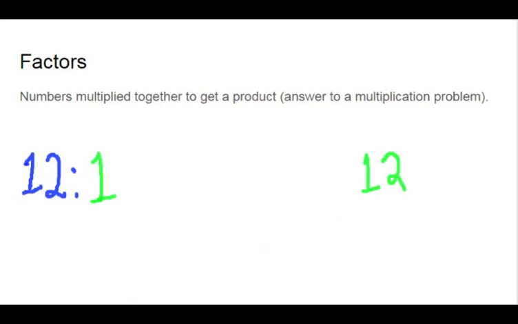Okay. Let's check 2. Will 2 go into 12? 2 will go into 12. 2 goes into 12 6 times. So 2 times 6 is 12. And what is the next number we're going to try? Let's look at 3. Will 3 go into 12? 3 will. 3 times 4 does equal 12.